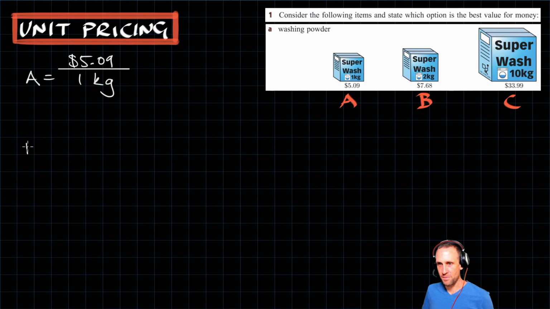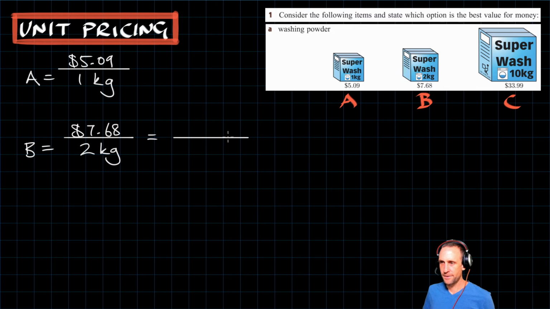Let's think about number B. So with number B, we'll start out with a similar sort of fraction. This time it's $7.68 that we need to pony up, but we're going to get 2 kilograms for our troubles. So we want to convert this into another fraction now. And because we want to be comparing apples and apples, we need to make sure that what we've got down here is 1 kilogram as well. Right now we're comparing apples and oranges. They're not the same thing.